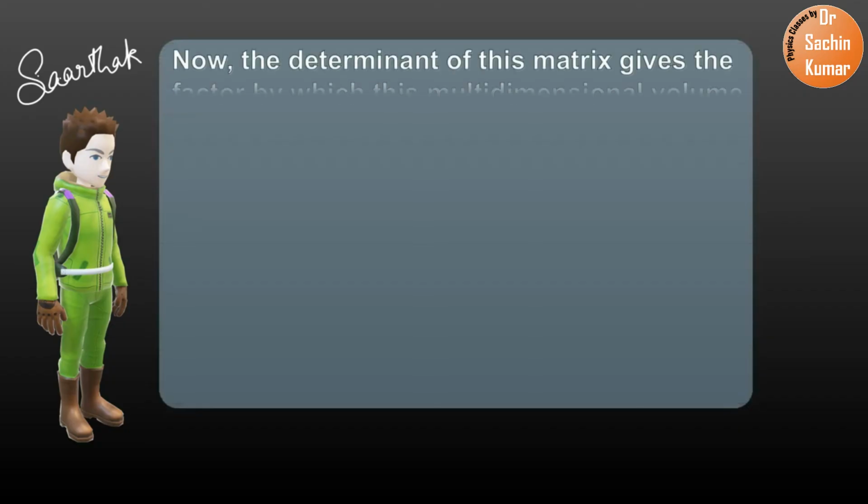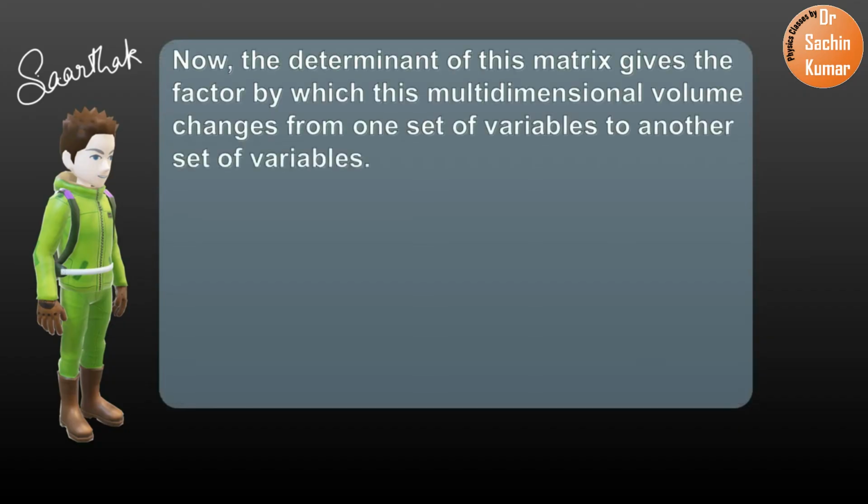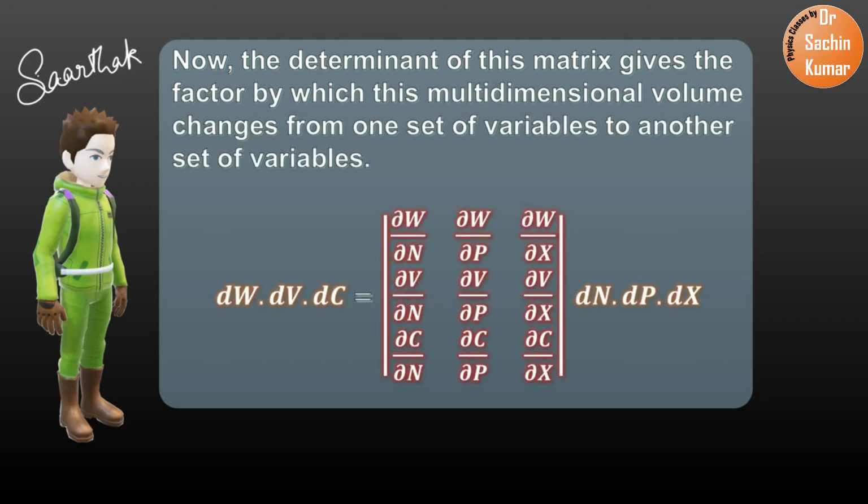Now the determinant of this matrix gives the factor by which this multi-dimensional volume changes from one set of variables to another set of variables. And this magical quantity is your Jacobian.